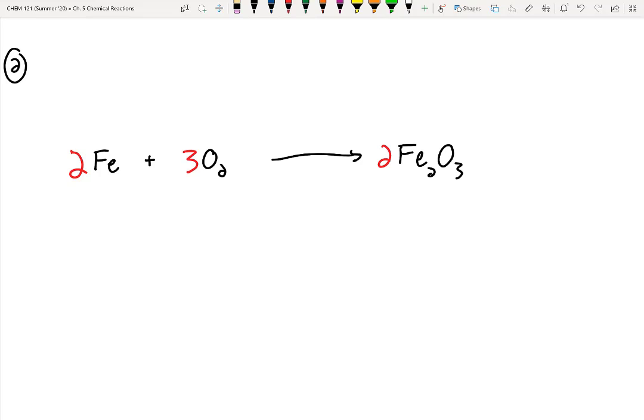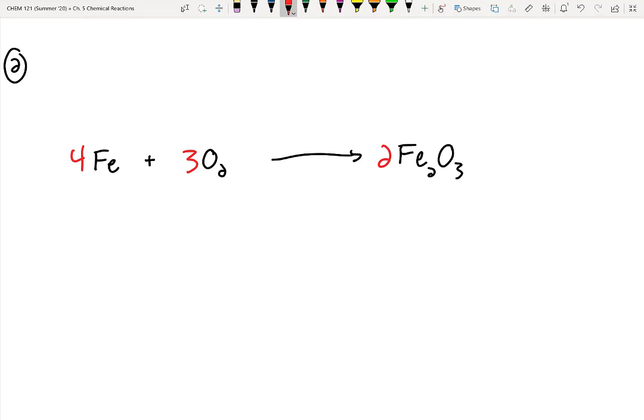We need to change the iron, right? So we've got 4 irons on the right, which means we need to change this to a 4. And students will often ask me, isn't there a more elegant way to do this? And the answer is not really. Oftentimes you just have to do a lot of guessing and checking, but always double check your work at the end to make sure that things balance out.